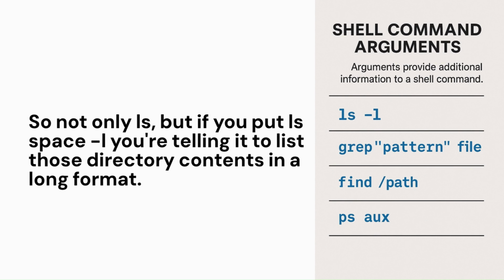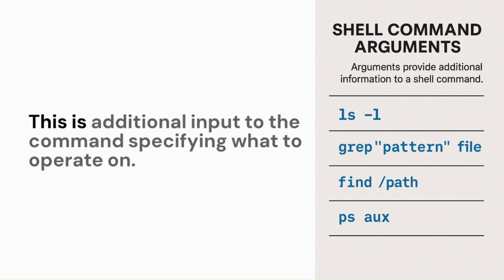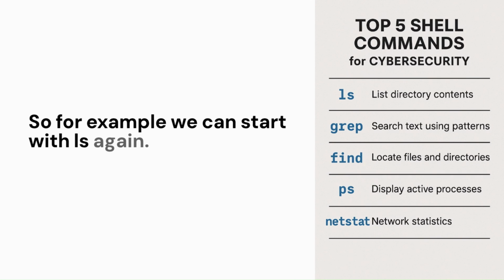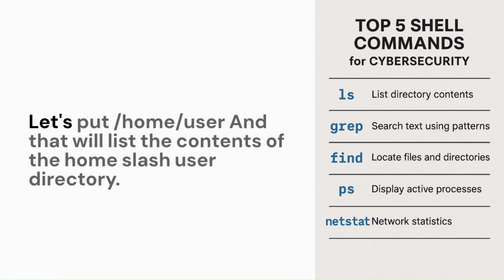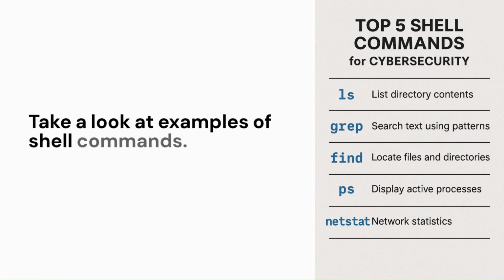Another key component of the shell command are arguments. This is additional input to the command specifying what to operate on. So for example, we can start with ls again and a space, put /home/user, and that will list the contents of the home/user directory. So we're getting more specific that way with our arguments. Take a look at examples of shell commands.